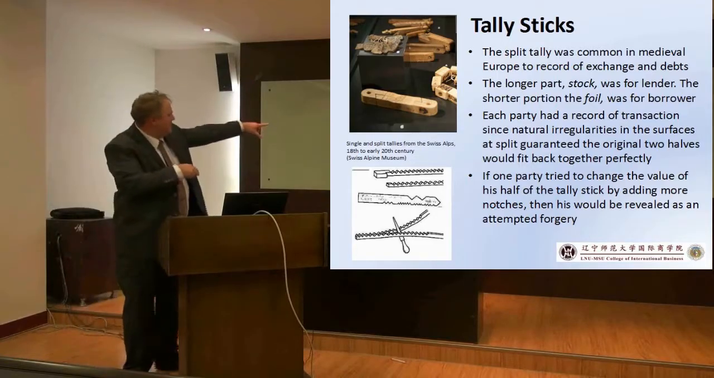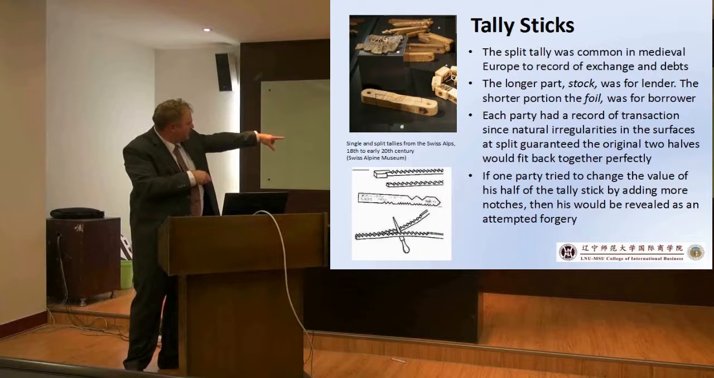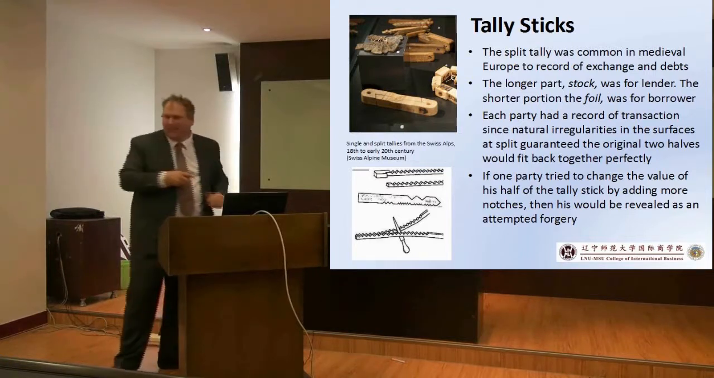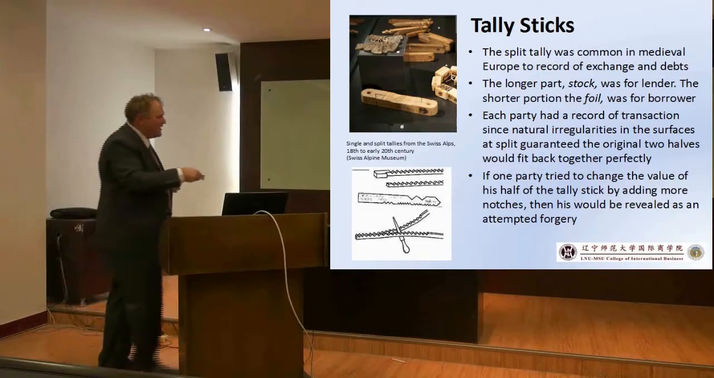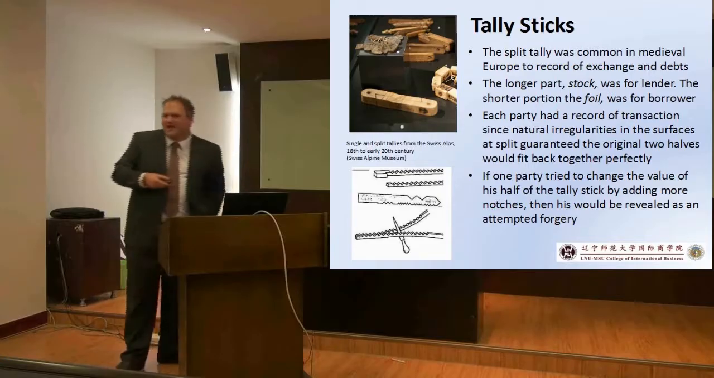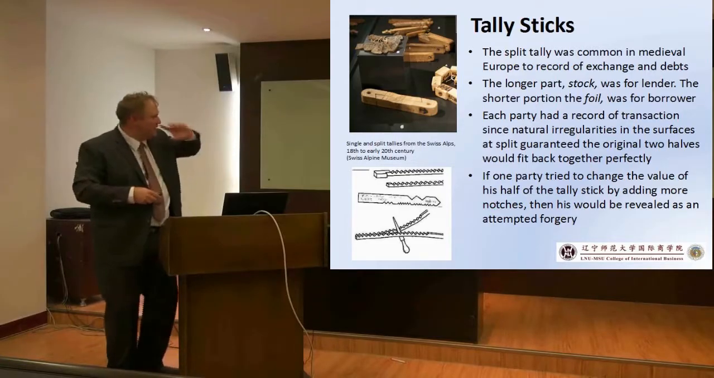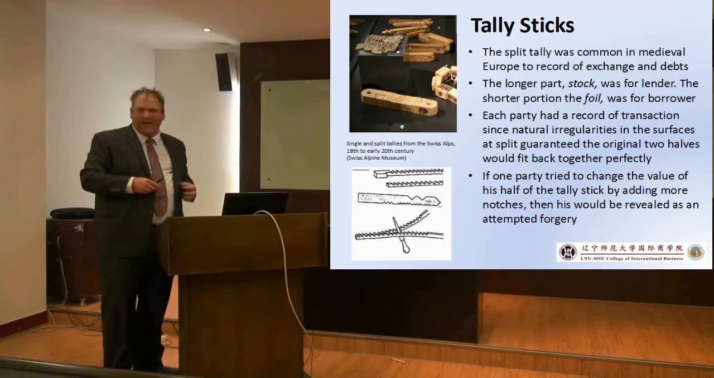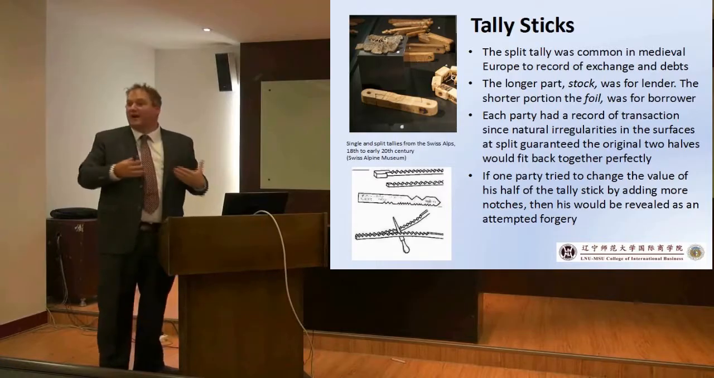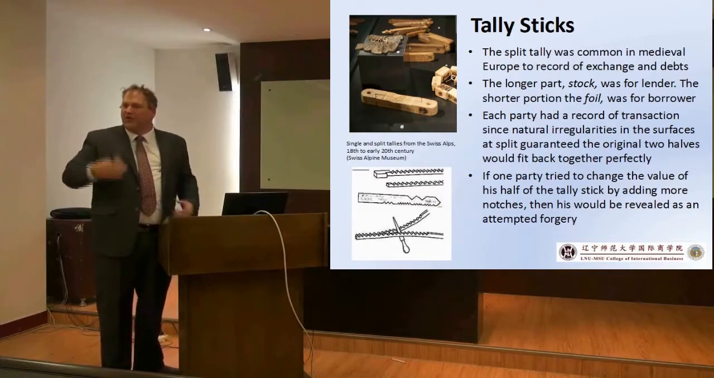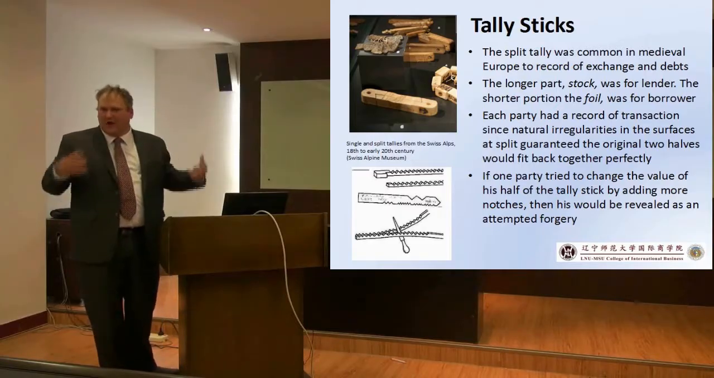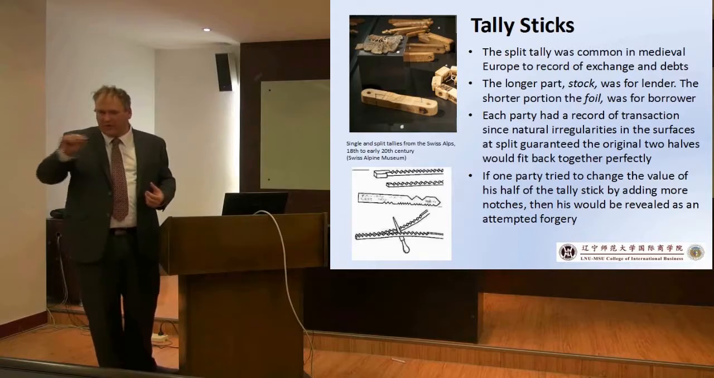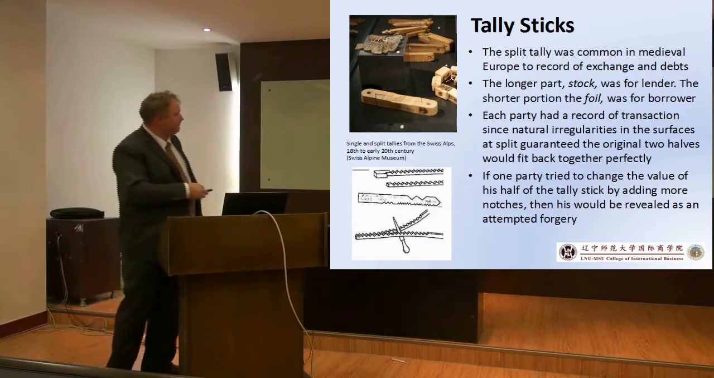So, for example, you can see it here, right? This part was given to one person, and this part was given to the other person, and they had to match up. So the notches matched up. If the notches didn't match up, then you would see that there could be some sort of attempted forgery. So this is some of the way that they took care of debts. It wasn't until the introduction of the Hindu-Arabic numbers with Fibonacci that we start using numbers for recording things in books, okay?